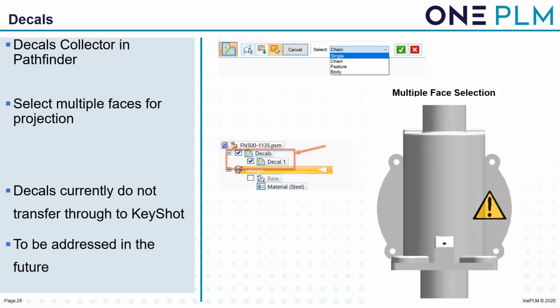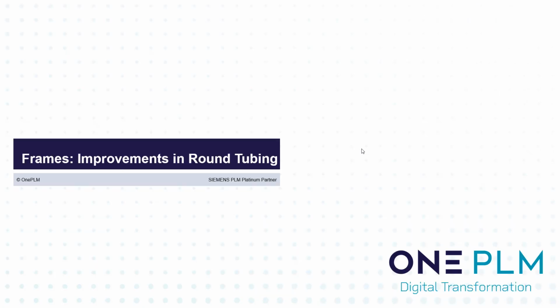This puts them in their own collector at the very top, so it doesn't put them in the list in the design in the ordered modeling. It only appears in the ordered option as well, so you can't do that in synchronous. Even if you've got a fully synchronous model, you just have to go into ordered to put your decal on. The decals don't currently transfer to KeyShot. That's going to be addressed in the near future, hopefully in a maintenance pack.